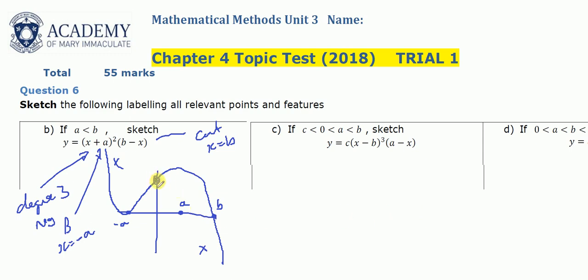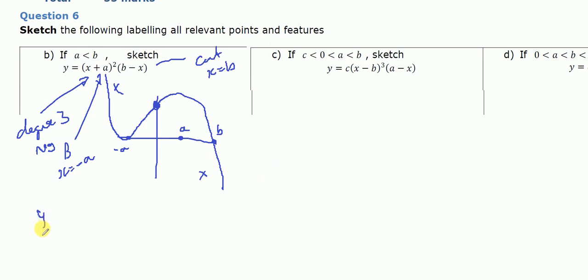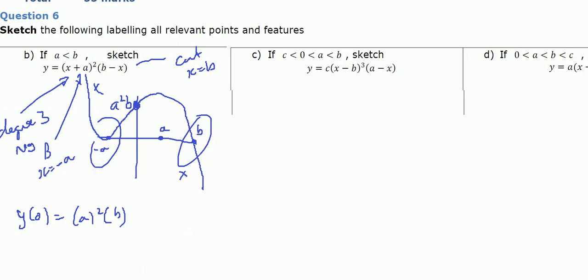I need to have a y-intercept. The y-intercept will be when x is equal to 0, so that will be a squared times b. So a squared times b is my y-intercept. There's my x-intercept, there's my x-intercept, and there's my graph.